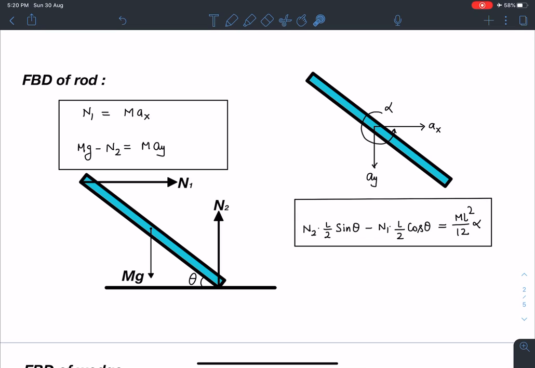So I can write the equation of translation of this rod. Simply, I can write N1 is equal to m times ax, and in the vertical direction I can write mg minus N2 is equal to m times ay. These are the equations for the translational motion of this rod.